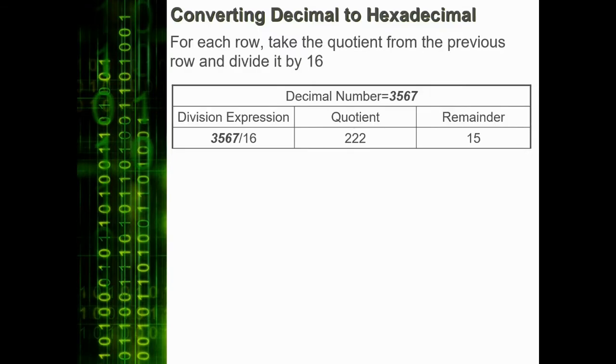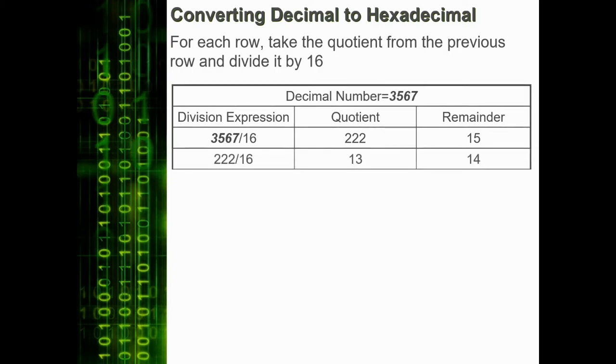So now let's go the other way. Remember when we were converting binary, we divided the number by 2 every time and used the remainder to determine the binary number. We're going to do the same thing to convert from a decimal number to a hexadecimal. Start with the number we want to convert, in this case 3,567, and divide it by 16. 3,567 divided by 16 is 222, and it has a remainder of 15.